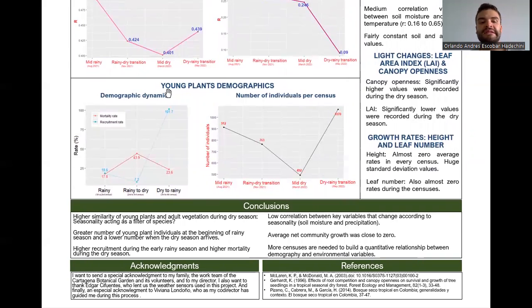Regarding demographic dynamics, the mortality rate was higher during the rainy to dry season, and the recruitment rate was higher during the early rainy season. In terms of number of individuals, it was lower during the mid-dry season, and it reached its highest amount in the early rainy season. So starting in mid-rainy season, it showed a constant decrease until the mid-dry season.